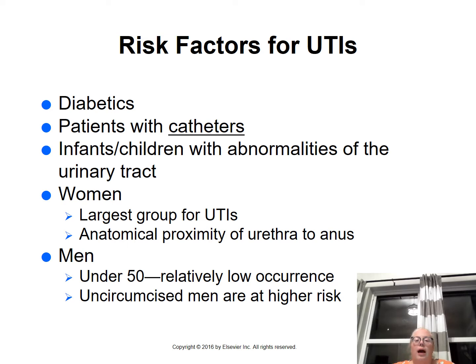Now, it's not common in men under 50. There's a relatively low occurrence. Again, that's because of the length of the urethra. And again, men don't have that close anatomical urethral opening to the anus, but uncircumcised men are at higher risk to develop UTIs than men who are circumcised.